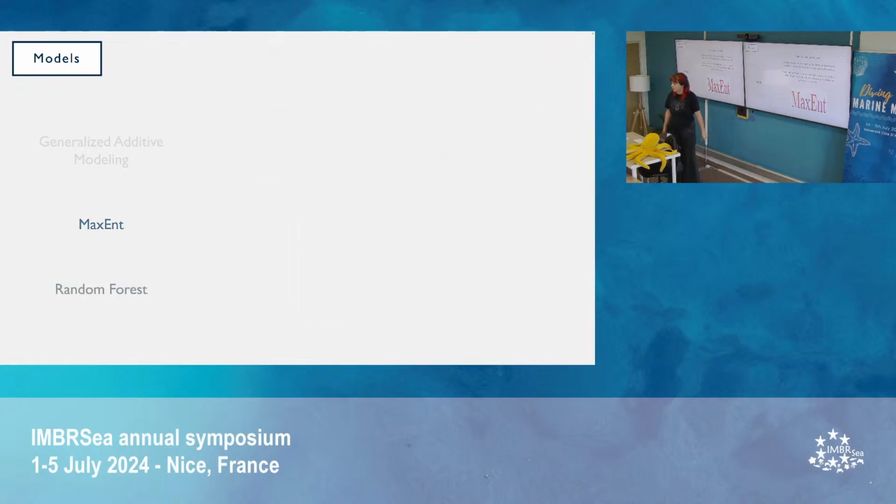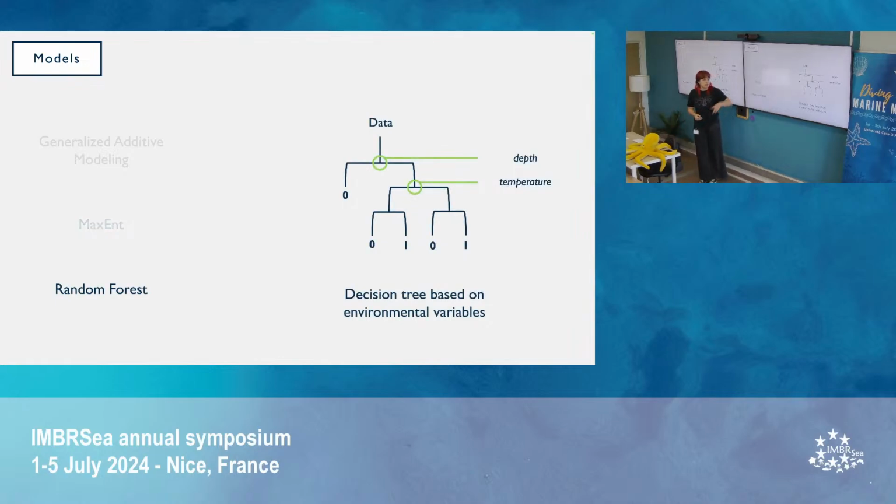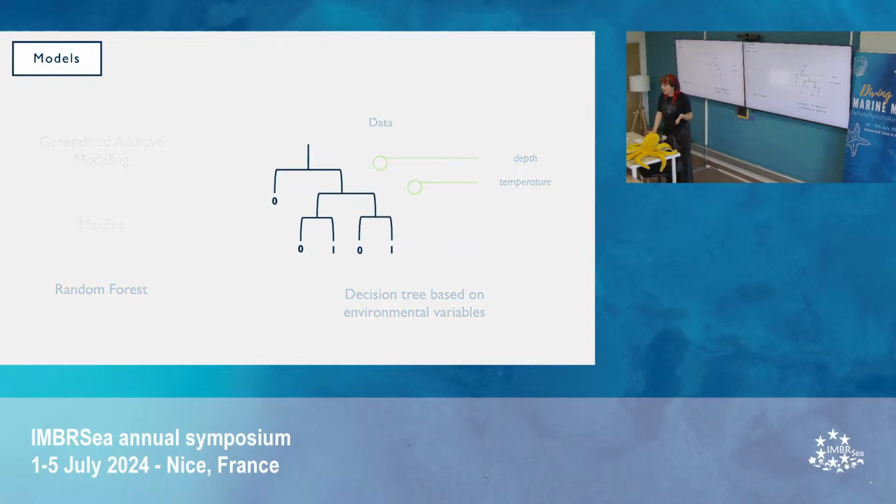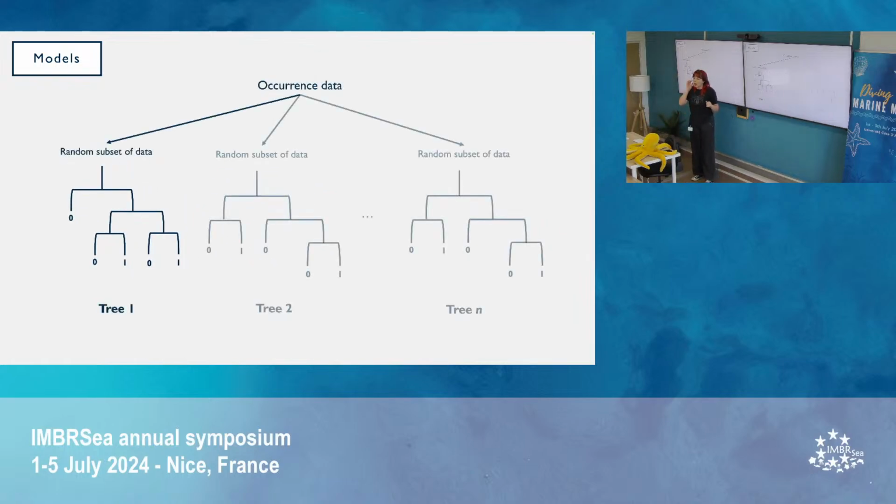And finally, random forest uses decision trees. Decision trees classify your data into presences and absences based off environmental variables, but random forest does this by subsetting your data randomly and creating n trees.